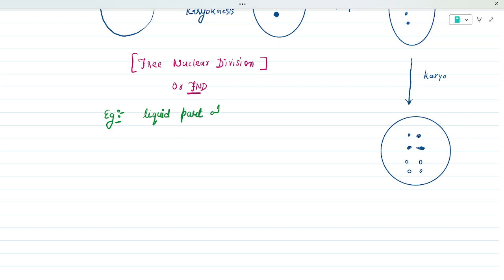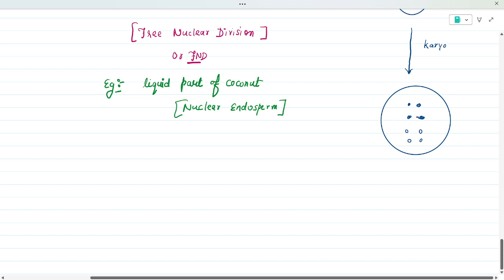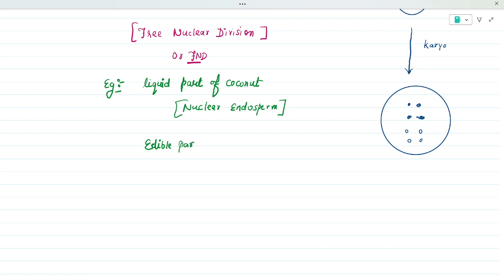part of coconut. This liquid part of coconut is known as nuclear endosperm. You will learn more about this in your class 12. And the edible part of coconut is known as cellular endosperm. Right? So we have done with cytokinesis part here.